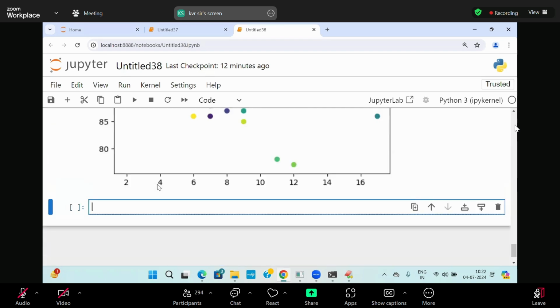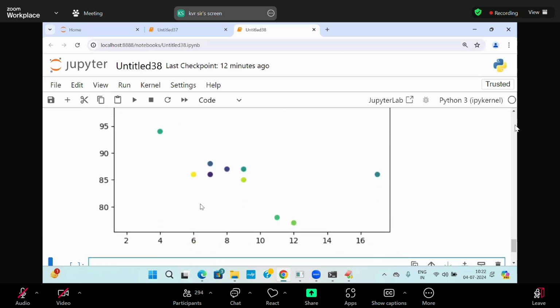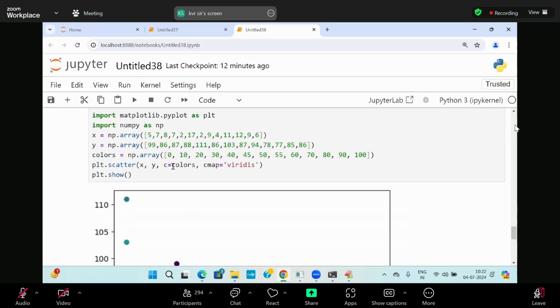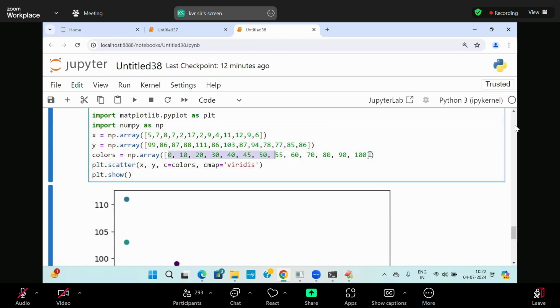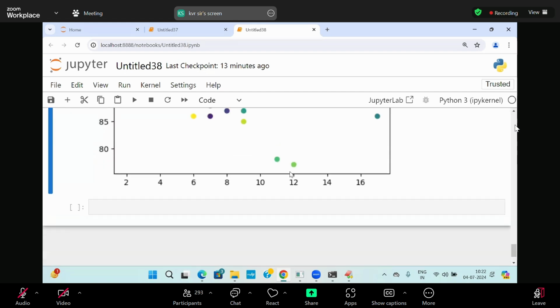Carefully try to watch this. Here you are going to use it. These are all different types of colors. These are the ranges, this many number of colors. That is c, and you are using colors, and cmap is equal to this. These default colors will be coming here.